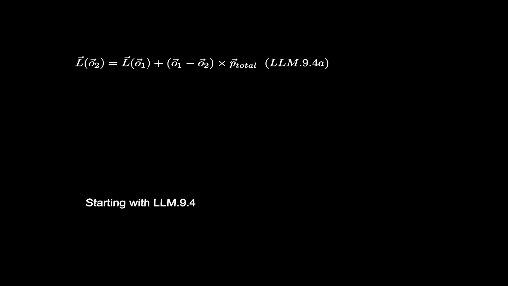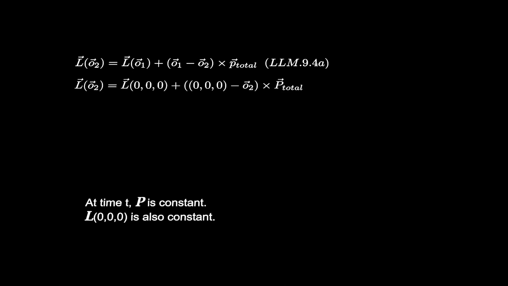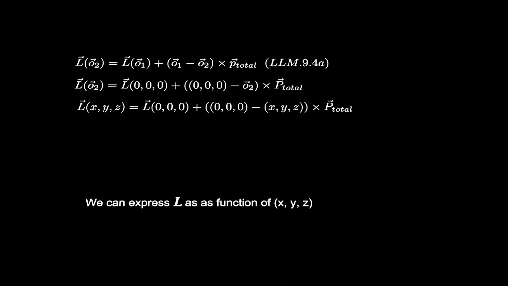The Jacobian. Starting with equation 9.4, at time t, p is constant. L at the origin is also constant. We can express L as a function of x, y, and z.